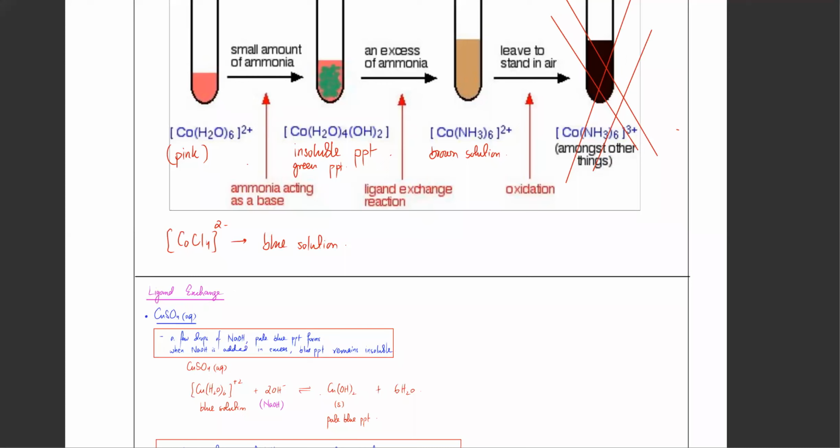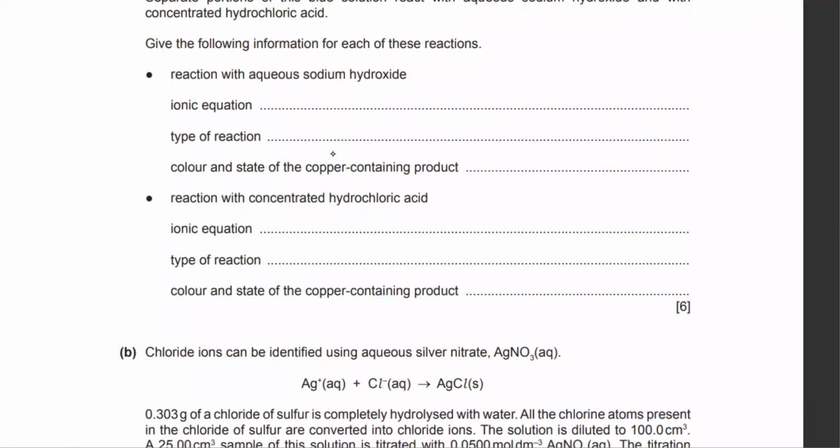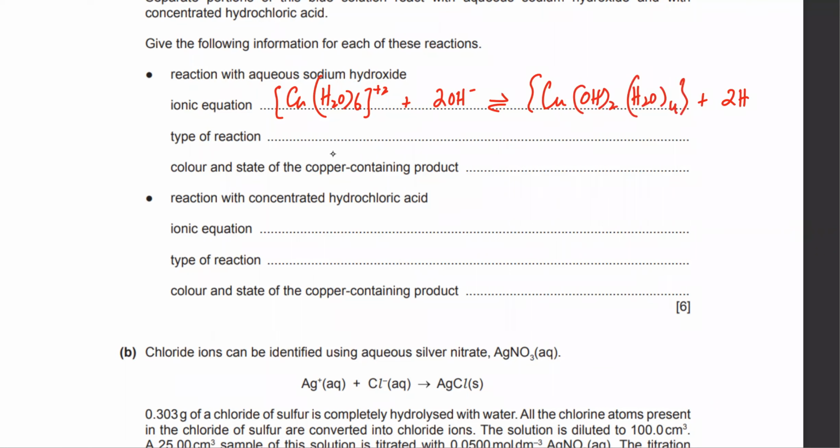So if I go back to the question, this one is the reaction with sodium hydroxide. The ionic equation would be copper with 6 water molecules, 2+. If you add OH ions, then 2 of the water molecules are going to get knocked out. That is what's going to happen. It's a precipitation reaction.